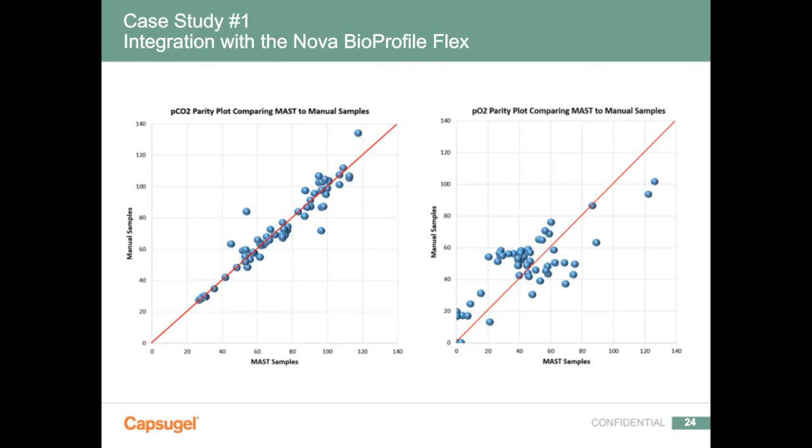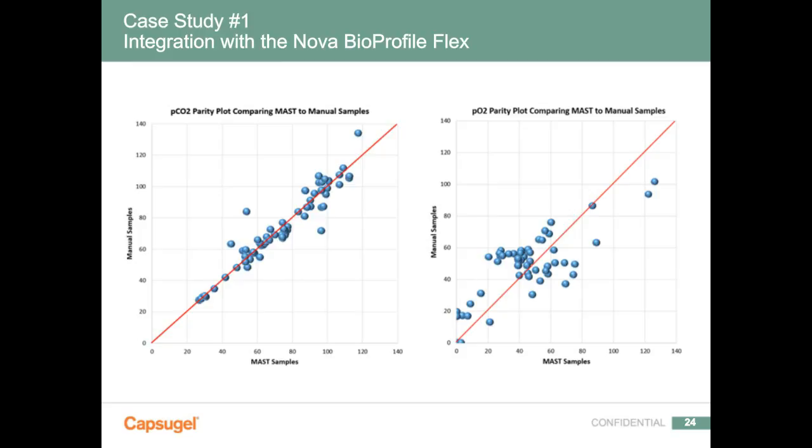In addition, for the dissolved gases, the PCO2 parity plot shows a good correlation. And while the O2 looks like it's not as well correlated, that's because you're taking a sample where cells are eating the oxygen in the sample as it's processing. This is actually positive data.